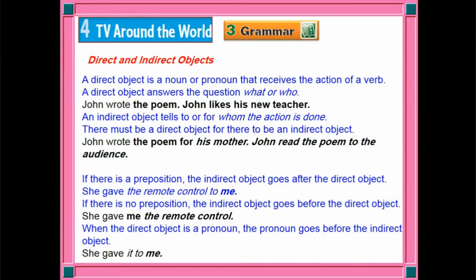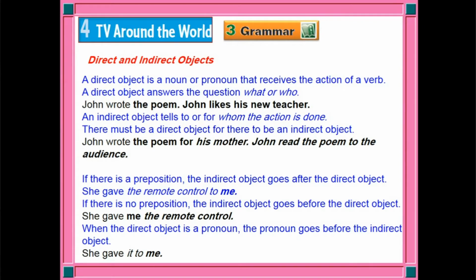If there is no preposition, the indirect object goes before the direct object. لو يا شباب مفيش حرف جر اللي هو to or for, المفعول الغير مباشر بيجي قبل المفعول المباشر. She gave me the remote control. Me is an indirect object. ده المفعول الغير مباشر. The remote control is the direct object.